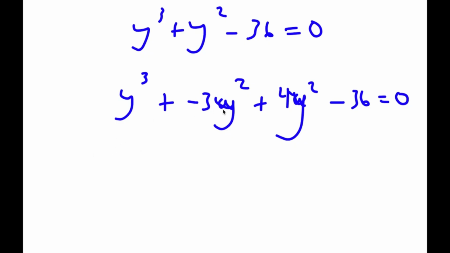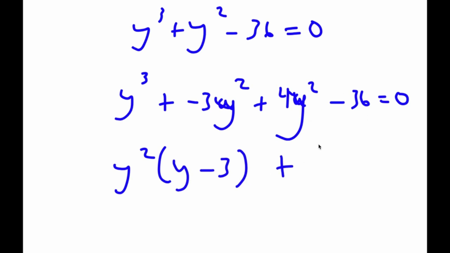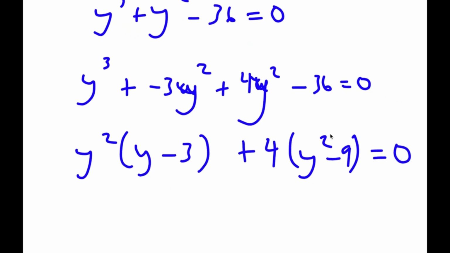if I factor out y squared from y to the power of 3 plus negative 3y squared, I get y squared times y minus 3. And now if I factor out 4 from 4y squared minus 36, I get 4 times y squared minus 9. And now this is equal to 0.